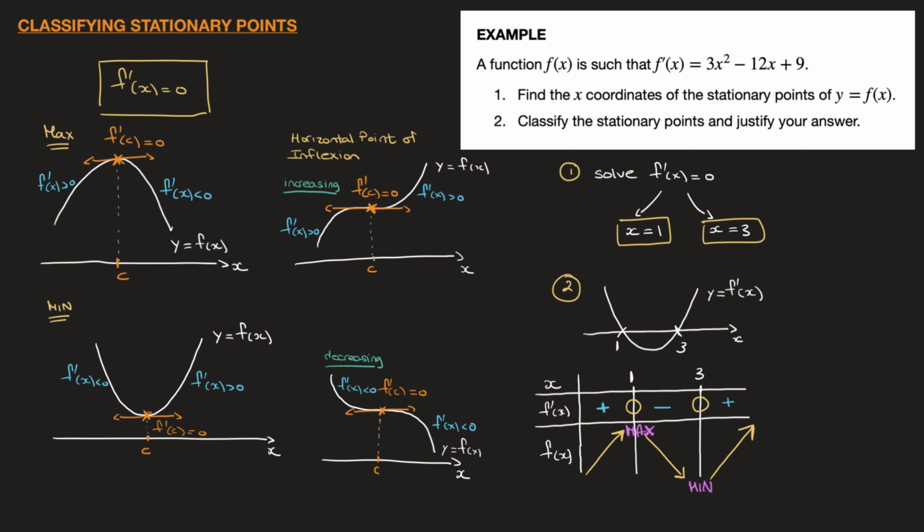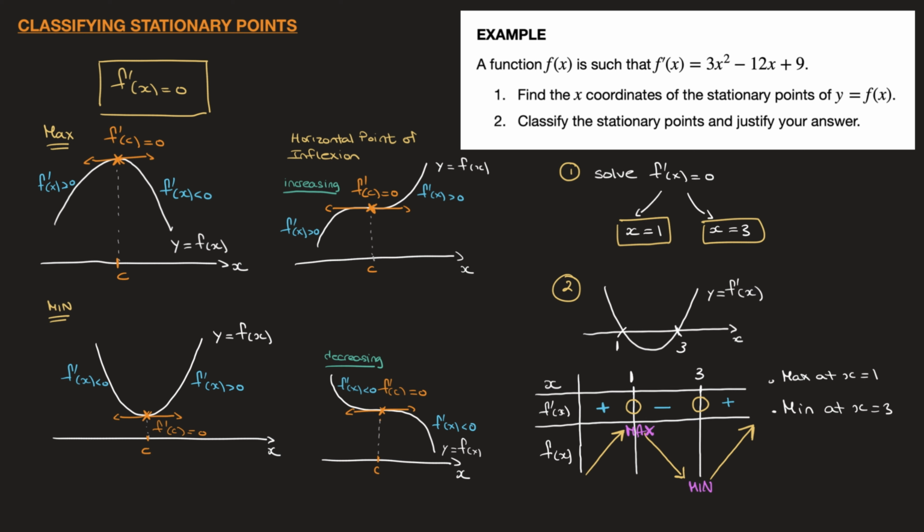And as such, we've now answered question 2. We've classified the stationary points. And I suppose we could go one step further. We could say there's a maximum, so I'll just say max at x equals 1. And of course, we could say min at x equals 3.